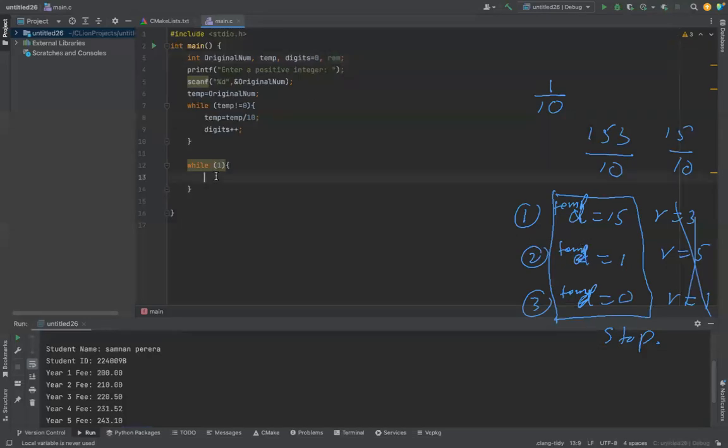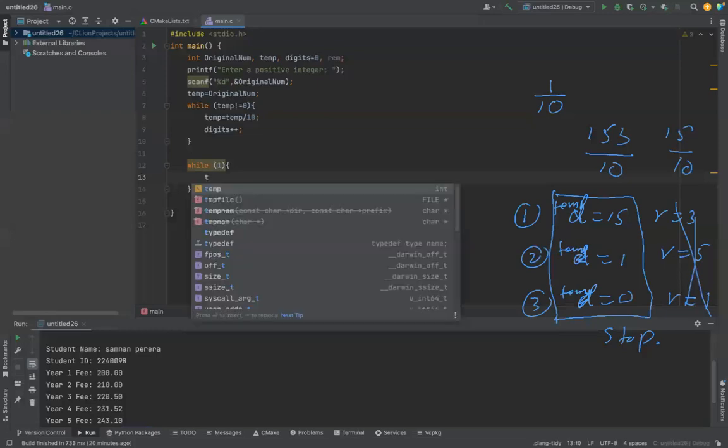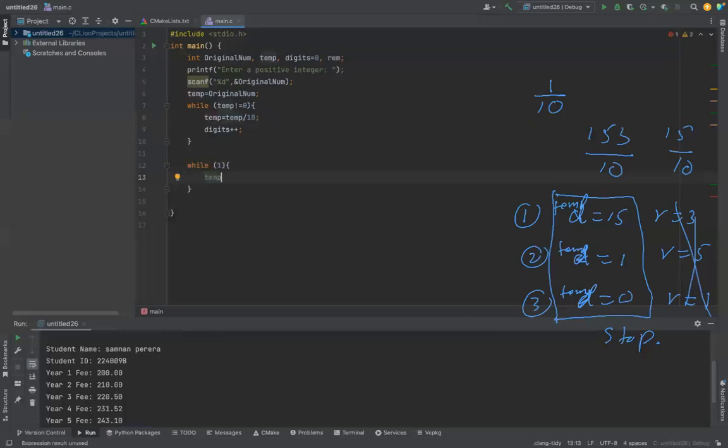Then how do we get this one? Initially we have to take the 3. How do we get 3? We have to use the temp. Previously we used the divide by 10. Now we have to use the modulus 10 because we need the remainder value. Put it to the remainder variable. Remainder is equal to temp modulus 10.